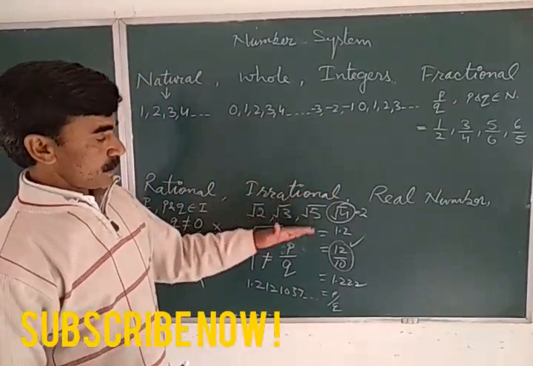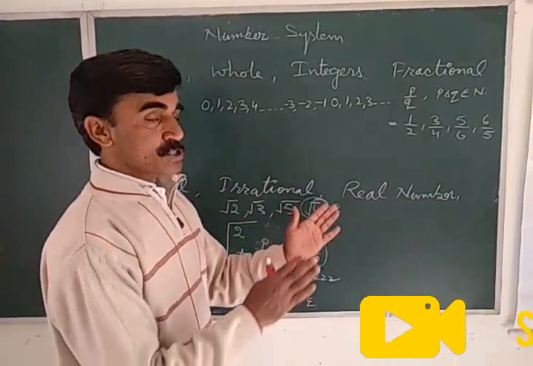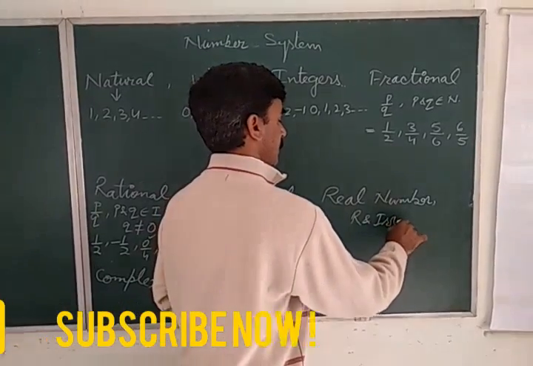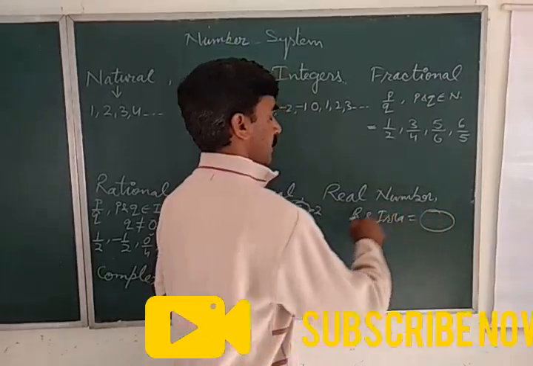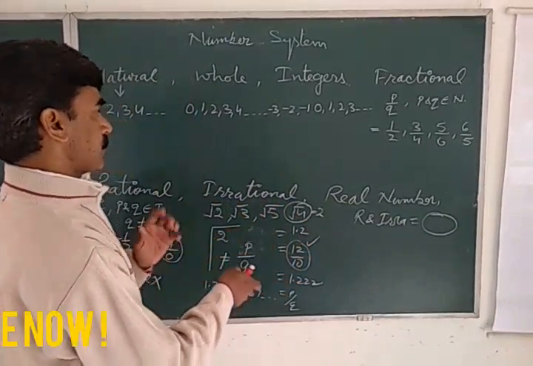So these are irrational numbers, and then real numbers. All the numbers, rational and irrational, taken together are called real numbers. Now let us understand with the help of some examples.